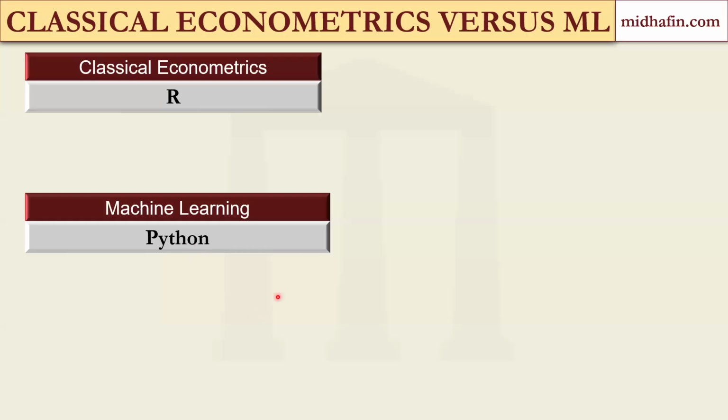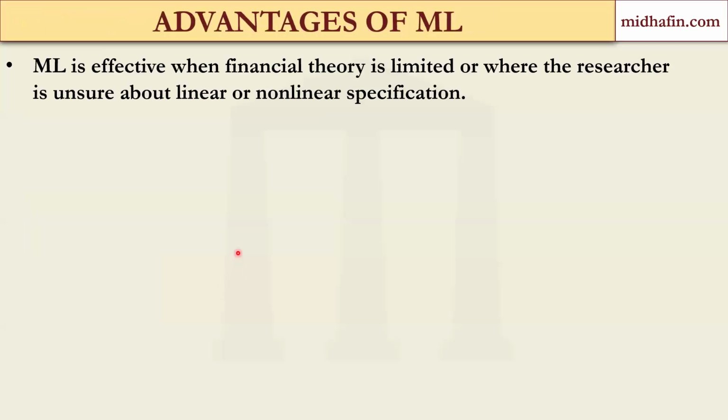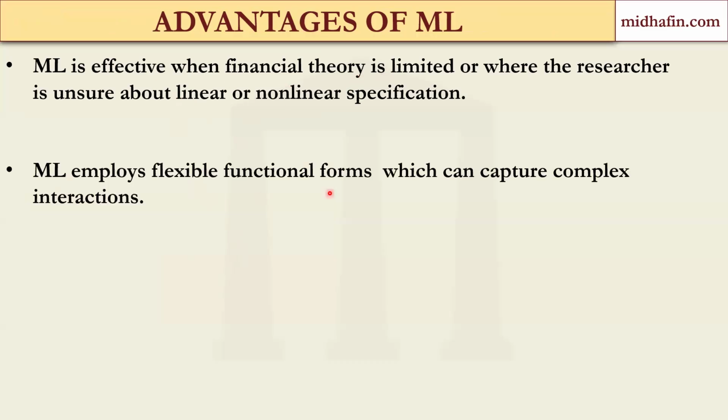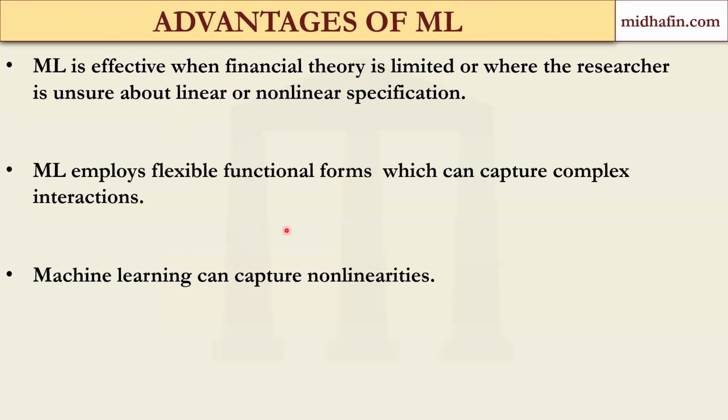So it's not about R versus Python being better. Again, this is not about R is better or Python is better. It is simply about which tool is suiting the workflow of classical econometrics versus the workflow of machine learning. That's it. Okay. So we have some advantages of ML, which again are ingrained in the differences only. So it is effective when theory is limited. Flexible functional forms to capture complex interactions, and non-linearities can be captured.